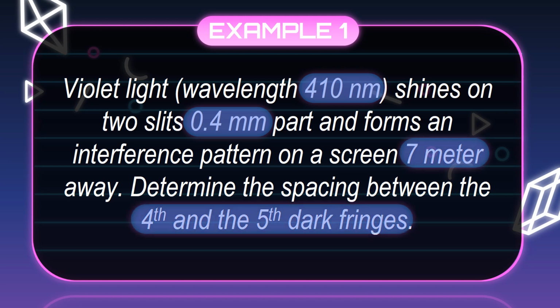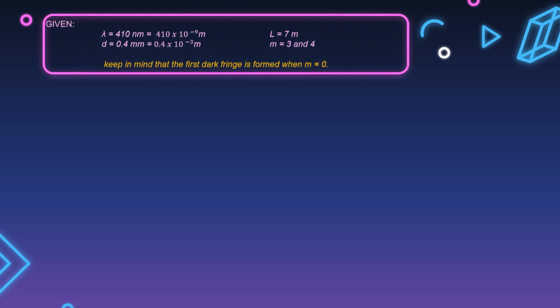Okay, so determine the spacing between the fourth and the fifth dark fringes. Let's start by finding all the givens. First, let's identify all the givens in the problem. So we have our wavelength, 410 nanometers, converted into meters, 410 times 10 raised to negative 9 meters.